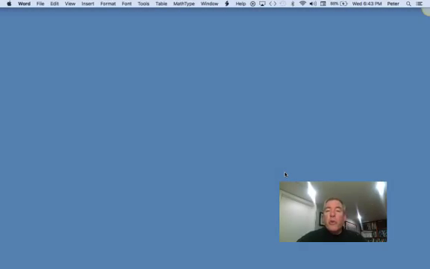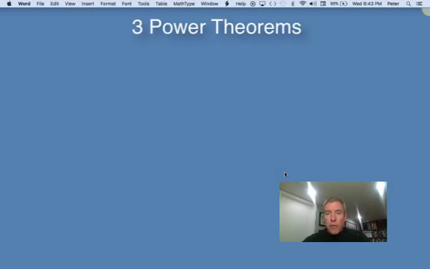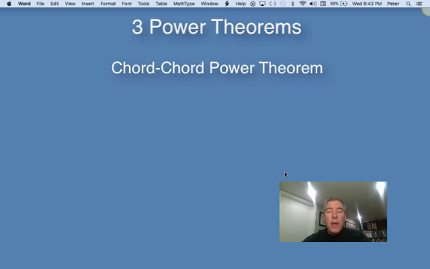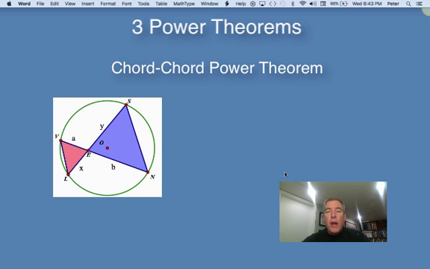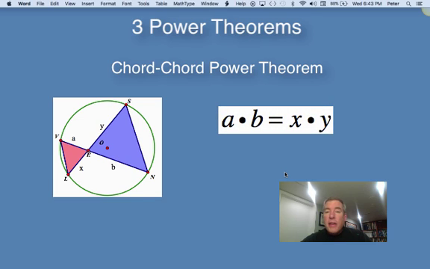Okay, Ramblers, so we learned 3 new power theorems in this video. The first was called the Chord-Chord power theorem. And as a result of the similar triangles, we were able to multiply the set of proportions and multiply out the corresponding sides. And we see that the product of A times B equals X times Y.